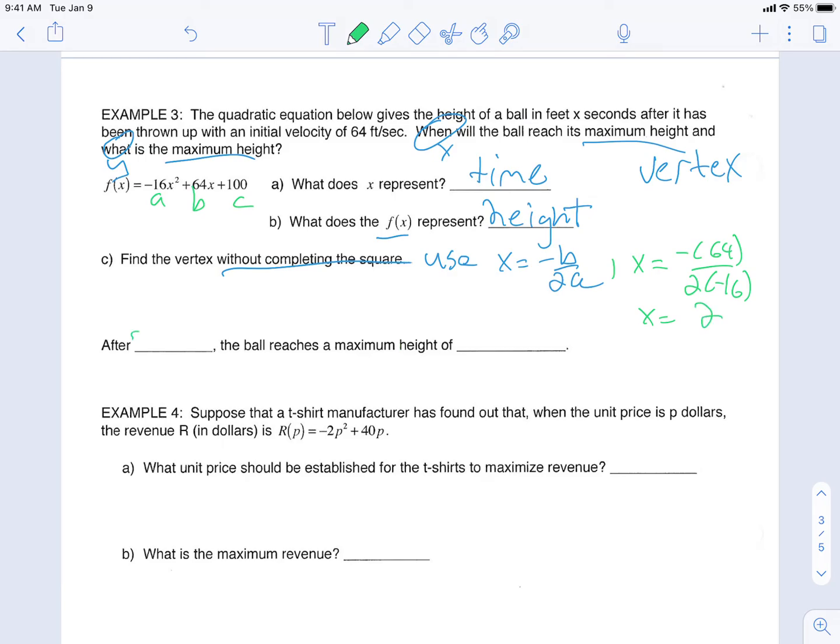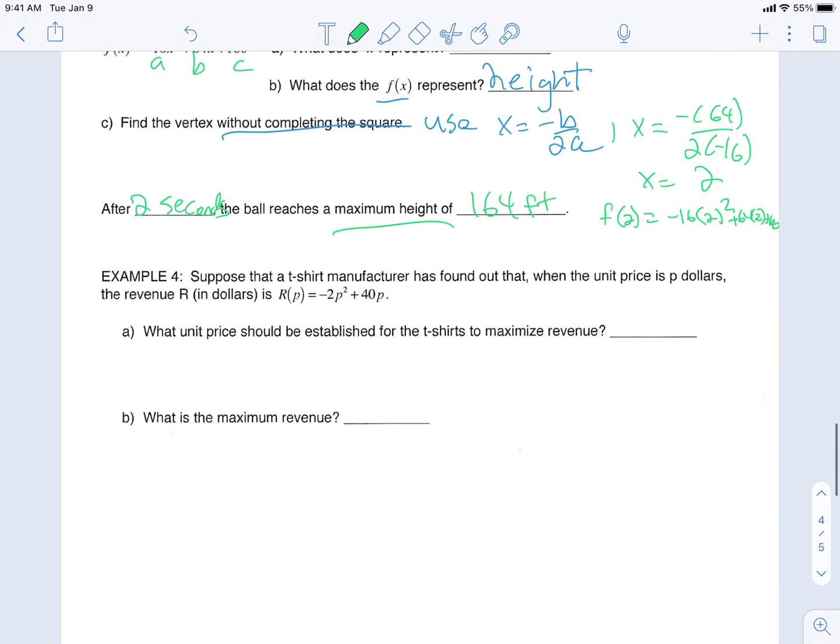So after 2 seconds, the ball reaches the maximum height of, so now we're going to take that 2 and substitute it in to find the maximum height. So now f of 2, function notation that tells me I'm using 2, is equal to -16 times 2 squared plus 64 times 2 plus 100. Put it all in the calculator and we get a maximum height of 164 feet. And now the last thing here.